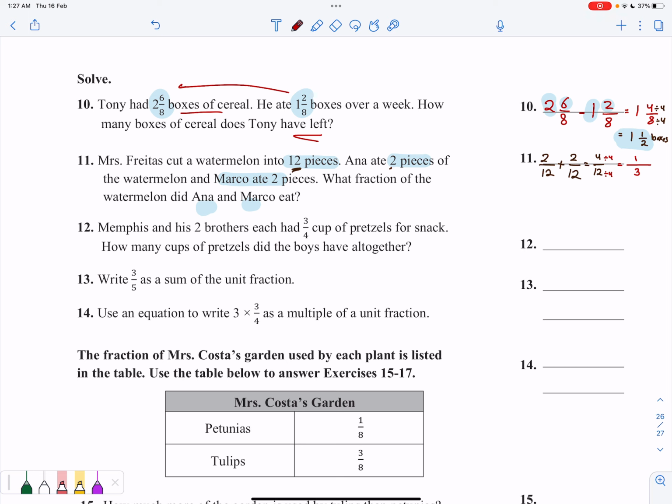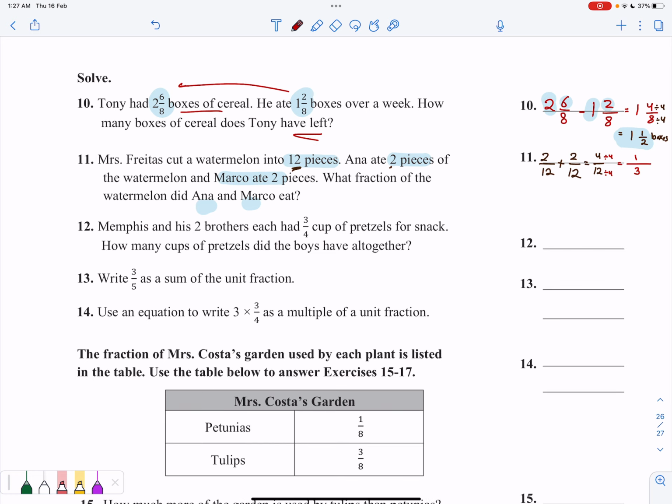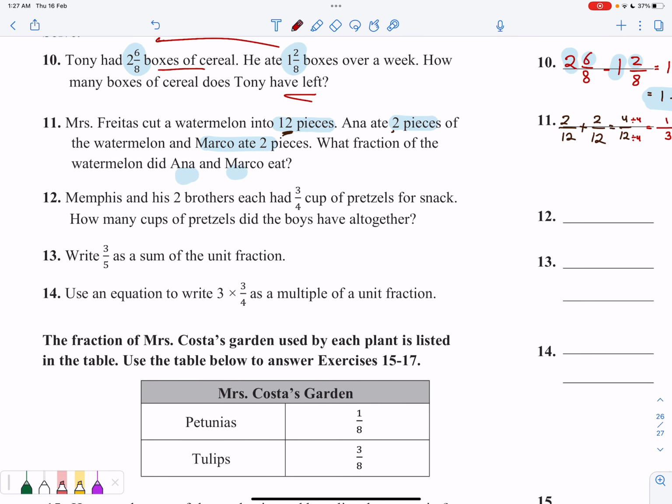Okay, question 12 says, Memphis, maybe this is like a name of someone, and his 2 brothers each had 3 over 4 cup of pretzels for a snack. So these are like 3 people. The first one, Memphis, I guess. Memphis and 2 brothers. So all of them are 3 people. Each one of them had 3 over 4 cup of pretzels for a snack.